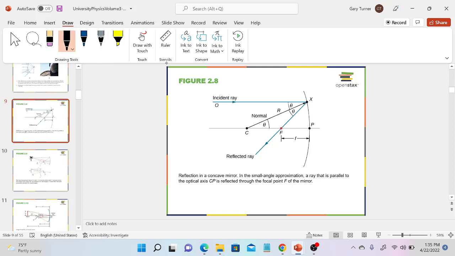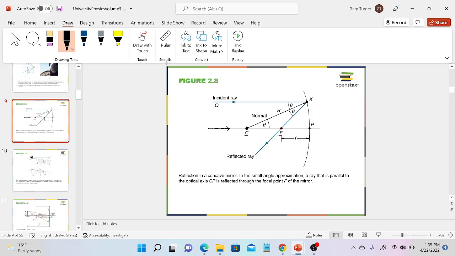Since it's a spherical mirror, or at least a section of a spherical mirror, the sphere is going to have a center C. That is the center of curvature. Halfway between the center of curvature and a point on the mirror itself is called the focus. That's why we use C and F. Very original.